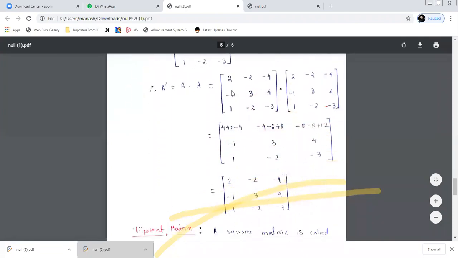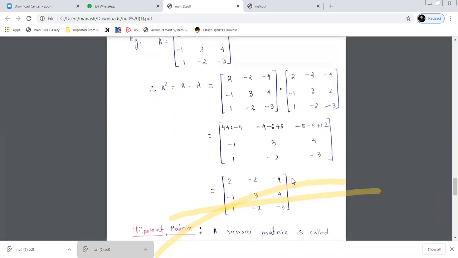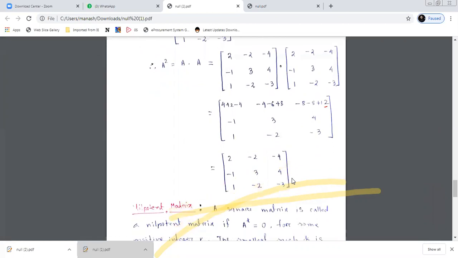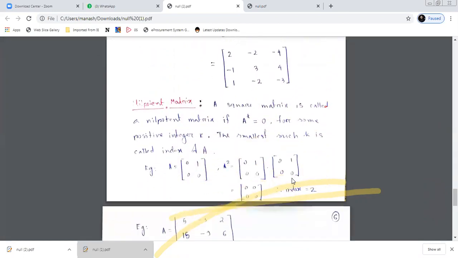In the first row, I explain it. See here, 2 into 2, 4, plus 2 minus 4. So if you add this, it will be 2 minus 2 minus 4, and you can multiply yourself, you will get the same. After multiplying A into A, you will get the same matrix. Clear? This type of matrix is very important for your exam. So you remember these things. What is an idempotent matrix? If A square is equal to A, then the matrix is called idempotent matrix.